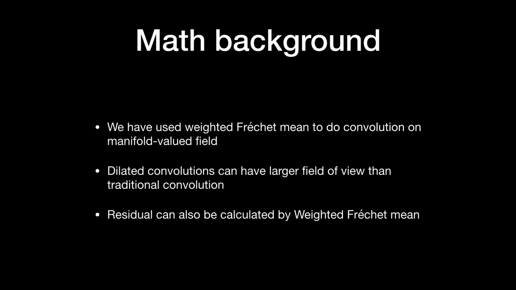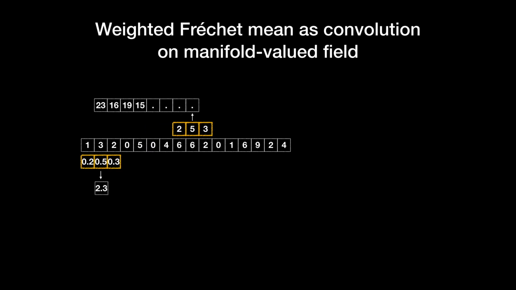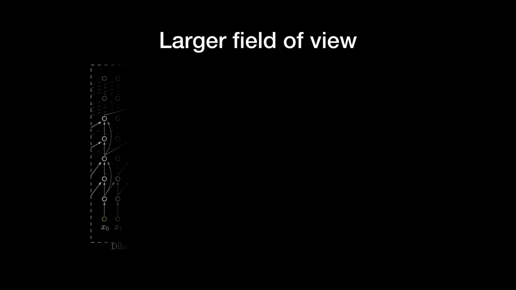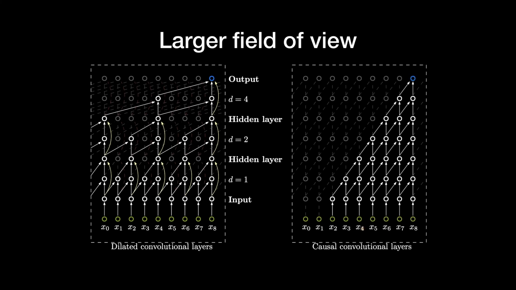For the math part, we will discuss the operators on manifolds. We used the weighted Frechet mean to do convolution on a manifold-valued field. The top is the one-dimensional convolution. It can be viewed as a weighted sum. And the bottom is the one-dimensional weighted mean. The weighted mean has only a scalar times difference from the convolution. So in dilated convolution, essentially we can cover the entire sequence with few depth. And the difference between dilated convolution and causal convolution is exponentially increasing as the number of layers increases.